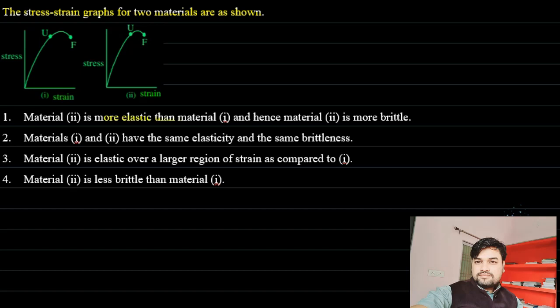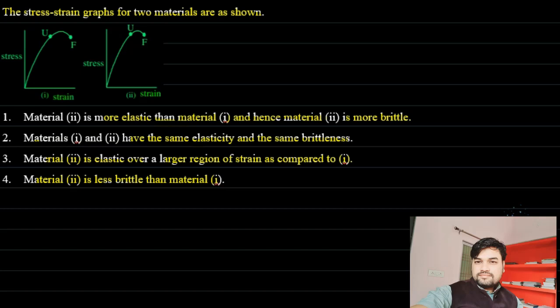Material 2 is more elastic material, hence material 1 is more brittle. Material 1 and 2 have same elasticity and same brittleness. Material 2 is elastic over a larger region for strain as compared to 1. Material 2 is less brittle than material 1. So these are the options and we have to choose the correct option from the given graph.